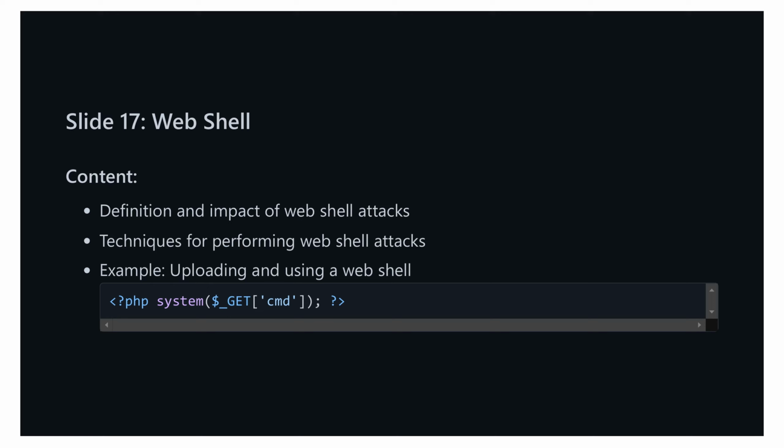There are various techniques for web shell attacks. One common method is to exploit file upload vulnerabilities to upload a malicious script. Attackers can also leverage other vulnerabilities like LFI or remote file inclusion, RFI, to introduce a web shell. One classic example of a web shell is a simple PHP script like this: <?php system($_GET['cmd']); ?>. With this script uploaded to the server, an attacker could execute arbitrary system commands via HTTP requests, such as example.com/shell.php?cmd=ls. This would allow them to list the files in the web directory. With more sophisticated scripts, attackers can conduct a wide range of malicious activities, making web shells a significant concern for web security.